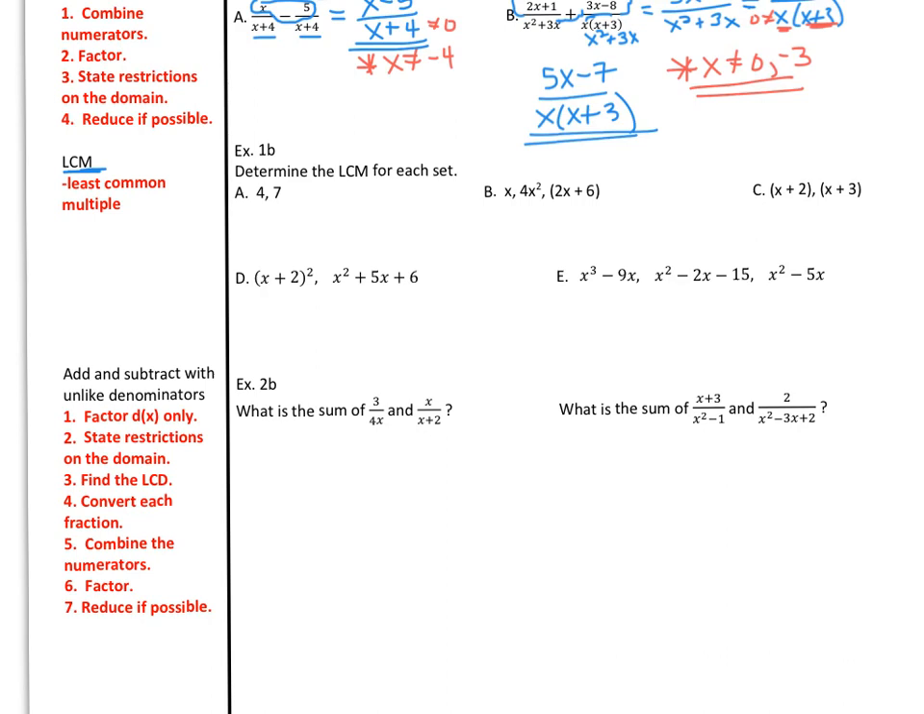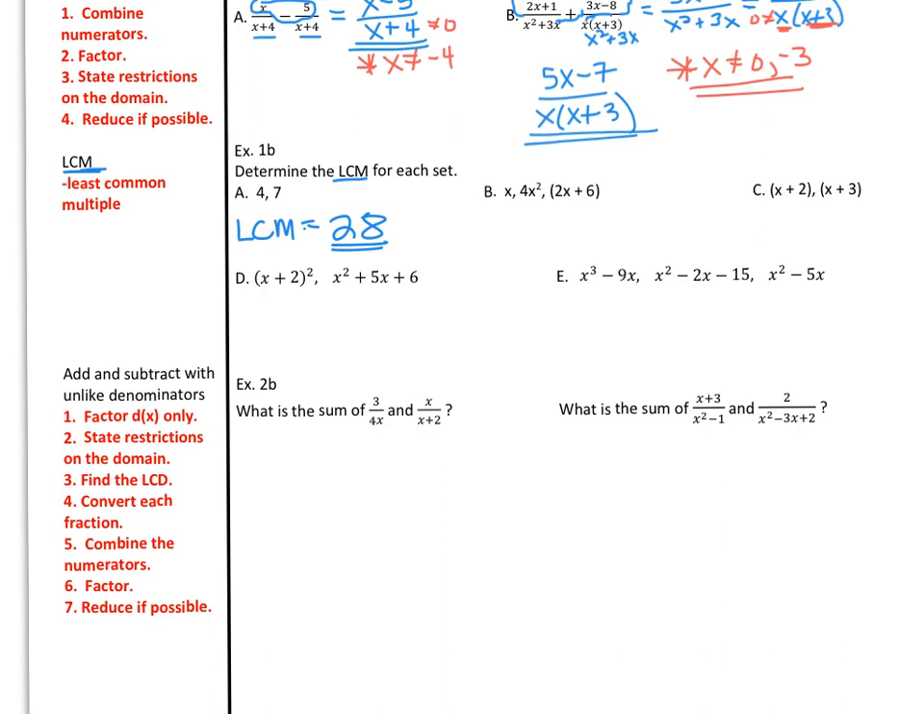Our goal is going to be to find the least common multiple for each set. For letter A, we have the numbers 4 and 7. So no variables, just numbers. The least common multiple would be the smallest number that both 4 and 7 go into evenly. Well, if we take a look, they don't have any common factors. That means the least common multiple is going to be their product, 28. That would be the smallest number that both 4 and 7 go into.